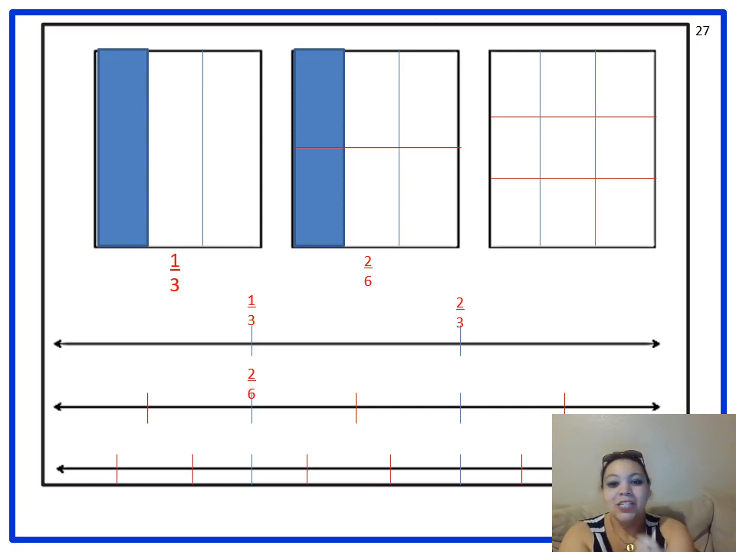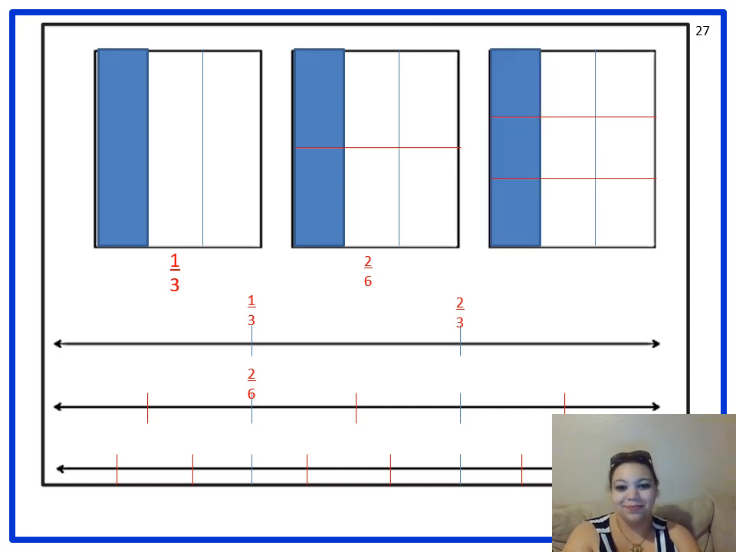There we go. Now, just like we did on our 2/6, we're going to shade in the exact same amount so that we can make an equivalent fraction. So let's go ahead and shade that in. All right, now what is the new equivalent fraction that I just made?